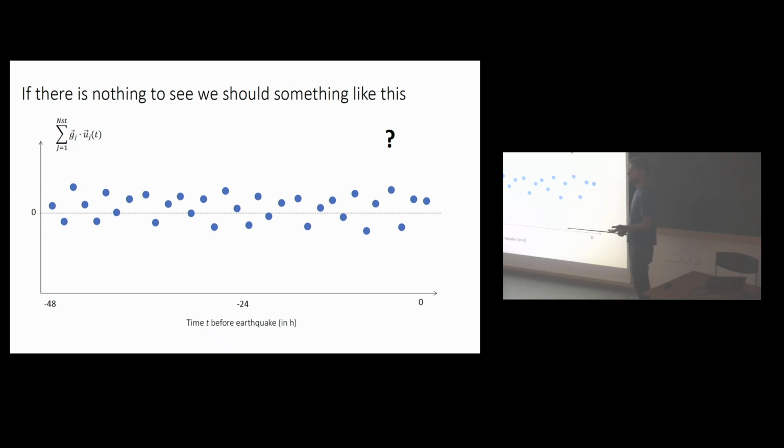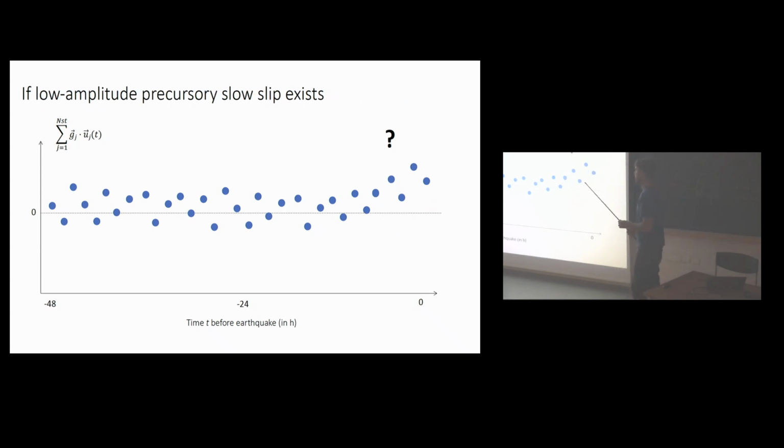And now the idea is that if there is nothing to see, that means that the dot product is equally likely to be positive or negative if it's completely uncorrelated. So what you expect to observe is a cloud of points more or less centered around 0. But now, if there's something to see in the data, like an acceleration of slow slip leading up to the rupture, what you expect to see is something like this, which will slightly go up as you get closer to 0.